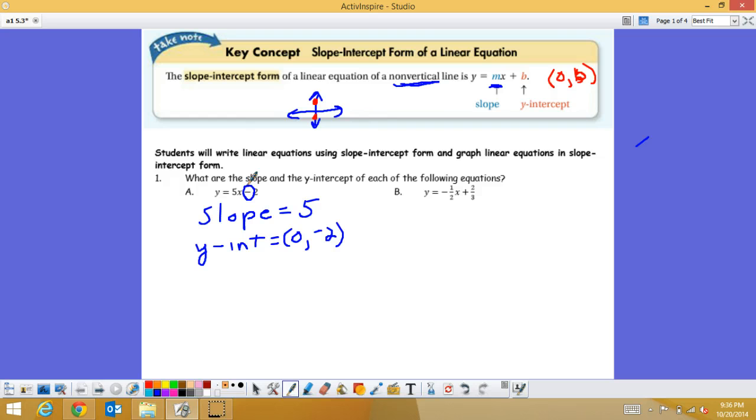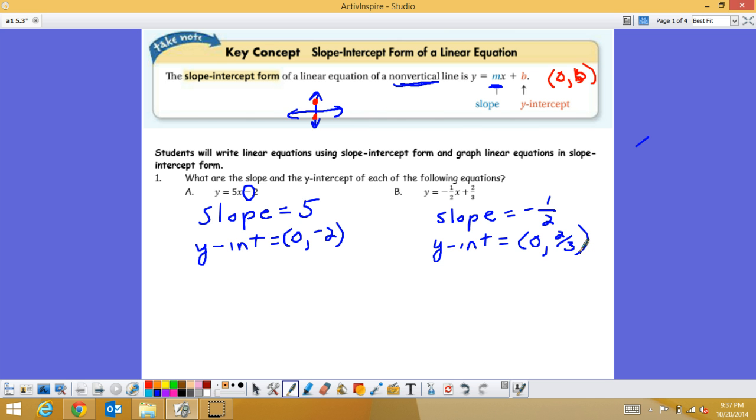And the second line, the slope is negative 1/2, since that's the coefficient on the x. That is the slope of that line, and then the y-intercept is going to be the point (0, 2/3) for that y-intercept.